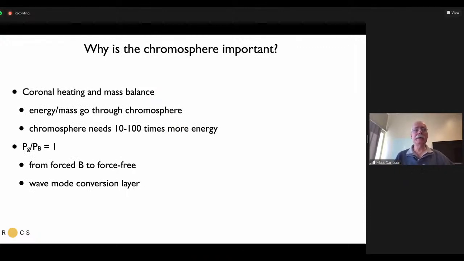So why is it important? Well, heating and mass balance of the corona has been a big question, a big task to try to come to grips with for a long time. But the heating of the corona, the energy and mass, has to go through the chromosphere. And actually, because of the much higher density in the chromosphere, you need 10 to 100 times more energy input to sustain the conditions in the chromospheric material compared with the corona.